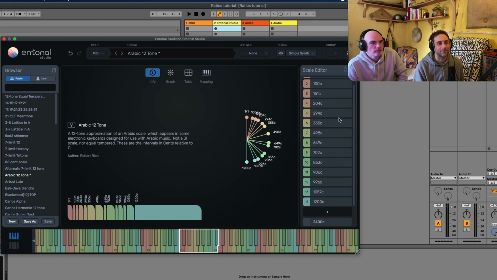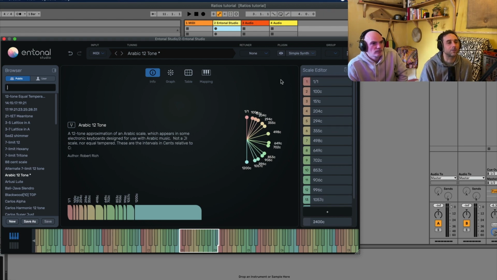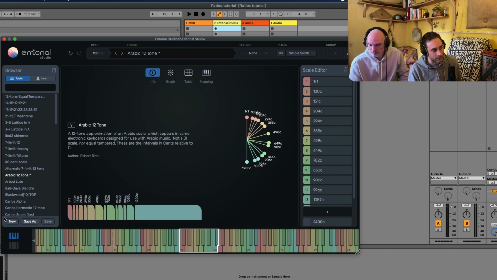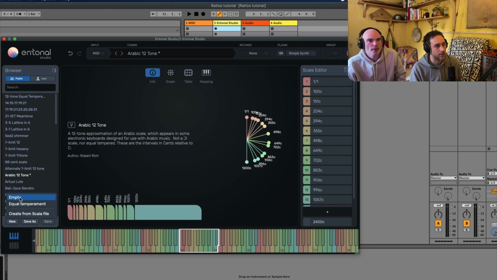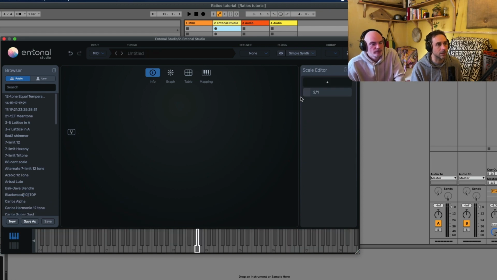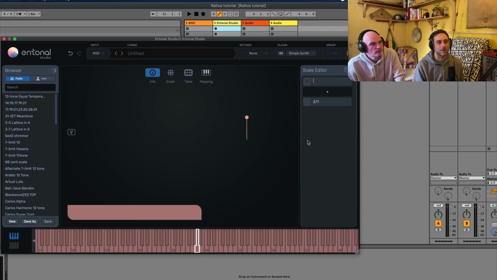Wow. Okay. So should we move on to ratios? Do you want to? Yeah. Okay, let's start. So now I'm going to start again. I'm going to create a new empty scale. So now I've got a blank canvas. And usually, okay, so let's talk about ratios.